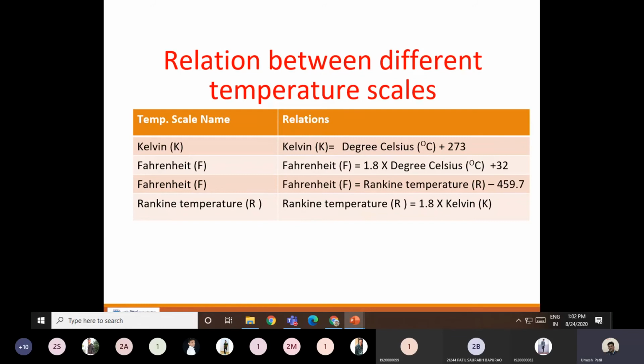Similarly, there is another scale which is used to measure the temperature, that is Fahrenheit scale. Here the temperature is measured in degree Fahrenheit, capital F, and this degree Fahrenheit scale is related with the degree Celsius scale by using this mathematical model. So degree Celsius reading into 1.8, and in this product if we add 32, then that degree Celsius reading gets converted into the Fahrenheit reading.